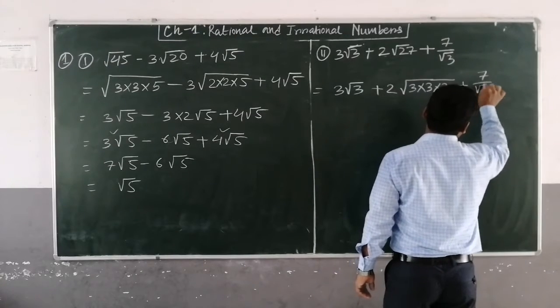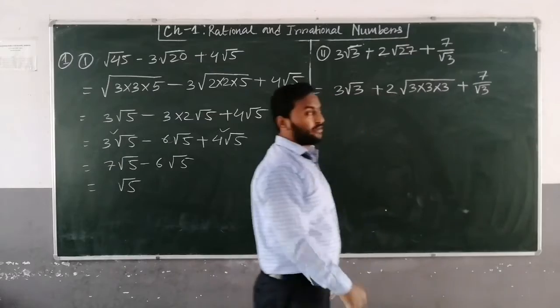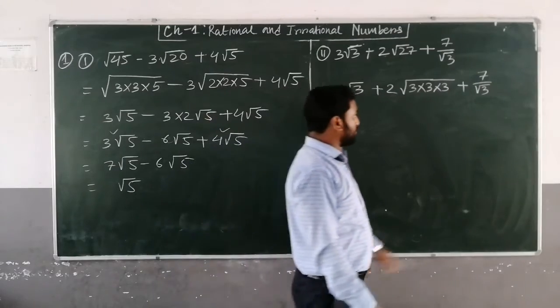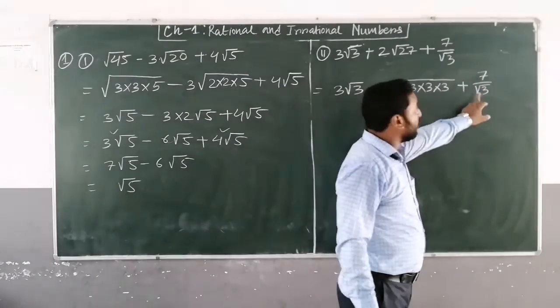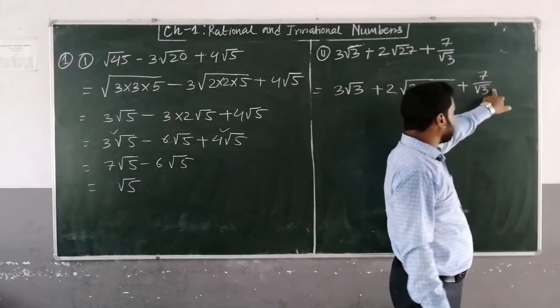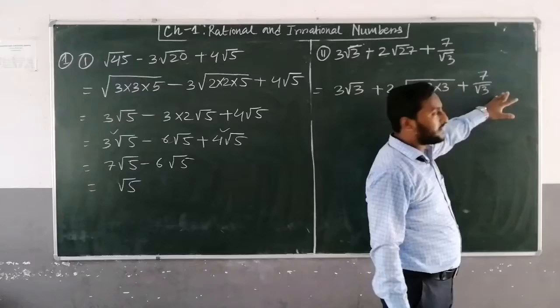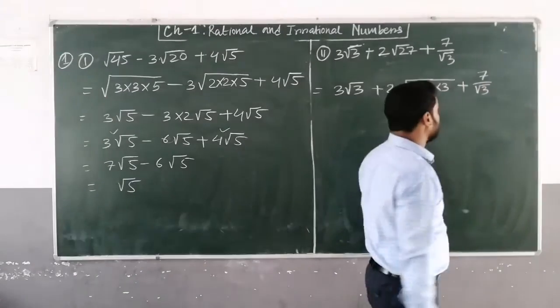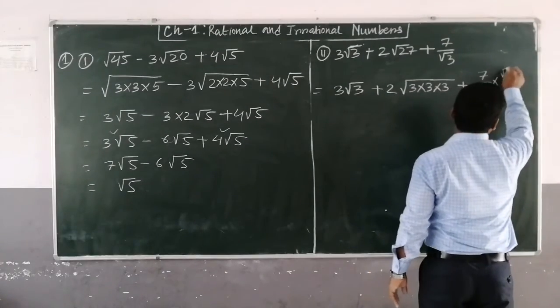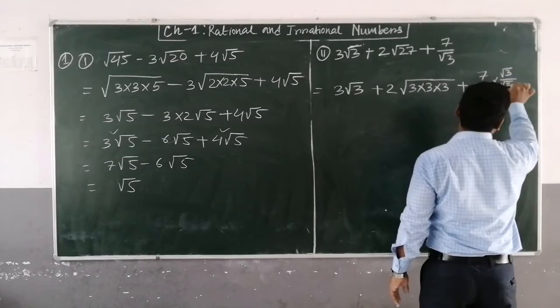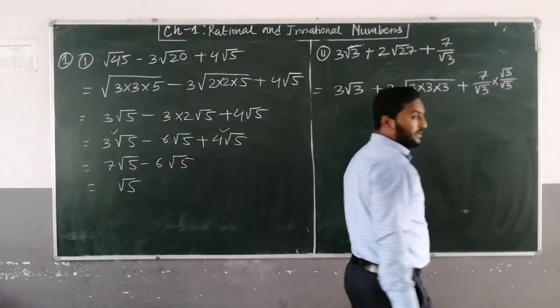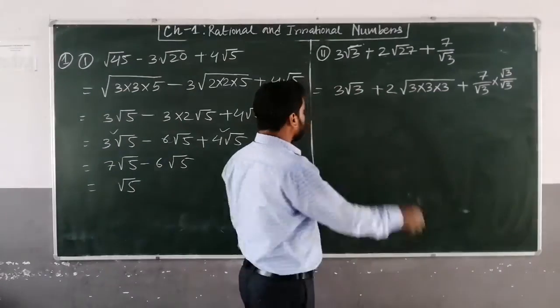7 upon root 3. In the denominator there is root 3. Okay, so to change the denominator we can multiply by root 3 in the numerator and denominator. If you multiply this one by root 3 it will become 3, or you can keep it as it is, then you can add. Okay, choice is yours. So I am multiplying by root 3 in numerator and denominator, to change the denominator into a rational number.